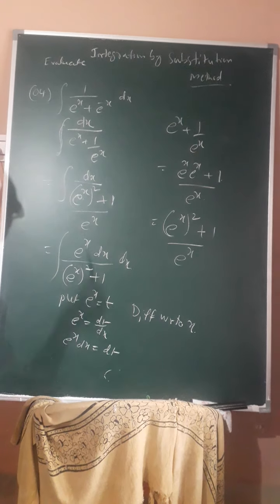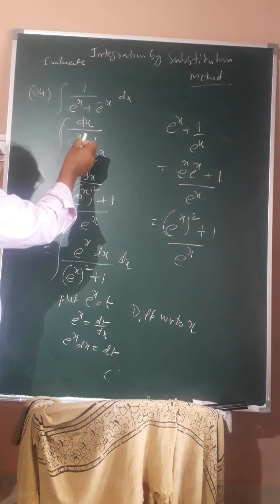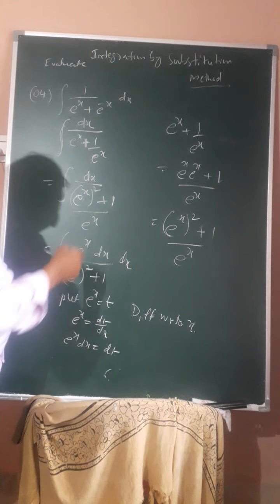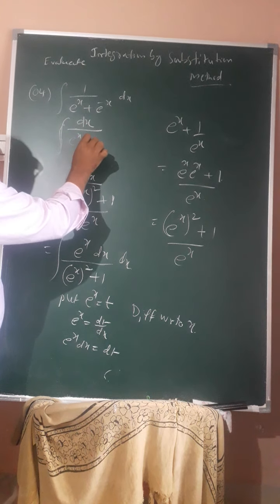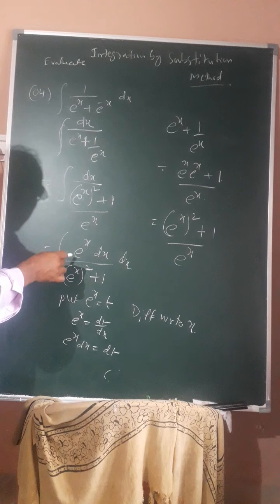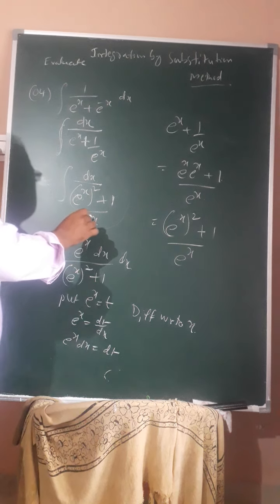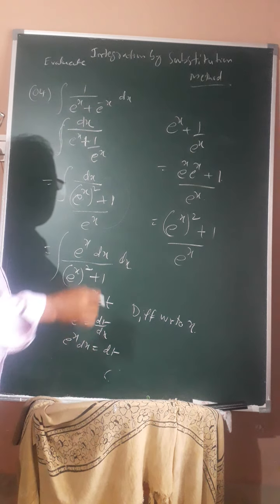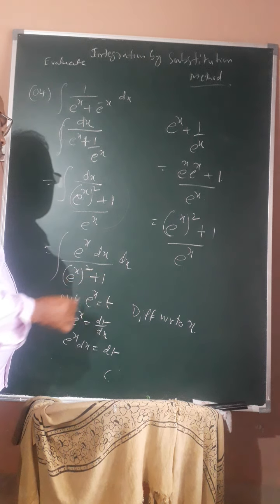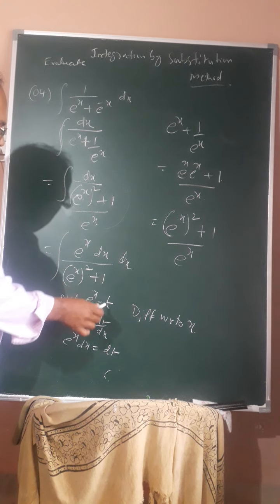That is written here: dx by e raised to x whole square plus 1 divided by e raised to x. This term will come here, that is e raised to x dx. This e raised to x term will come to the numerator, that is e raised to x dx by e raised to x whole square plus 1. Now substitute e raised to x as t.